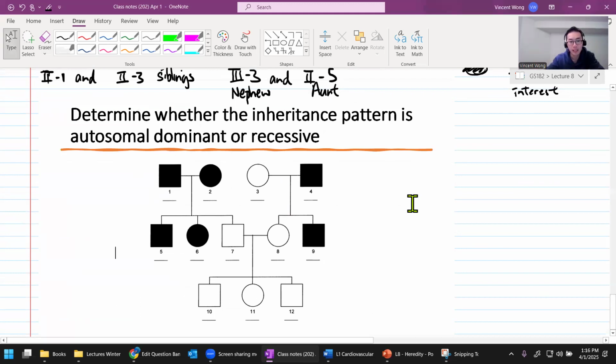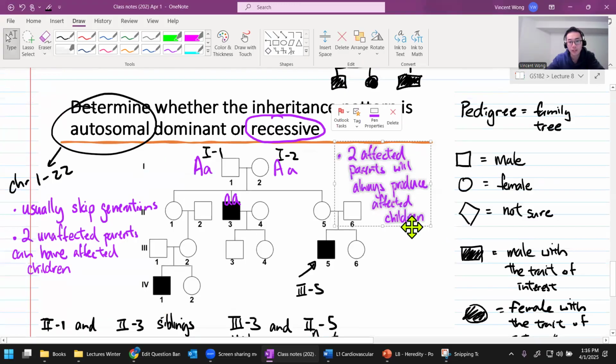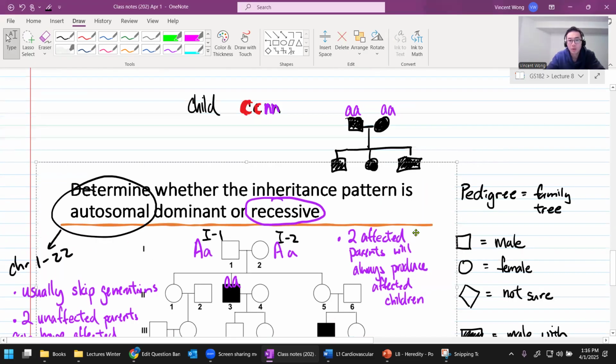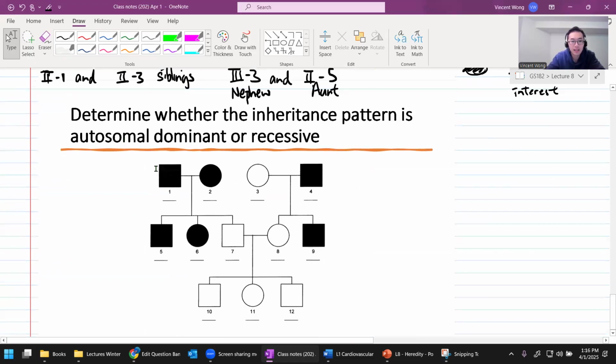Why not? Because over here, the third point, what does the third point say? Two affected parents will always produce affected children. If they're both little a, then guaranteed the whole family is supposed to be little a, right? But in this case, we have two affected parents, but one of their kids does not have the trait. If this was recessive, then this here must have been shaded in. Do you understand? It's not possible for it to be recessive because two affected parents have an unaffected child. That's a hint for dominant.